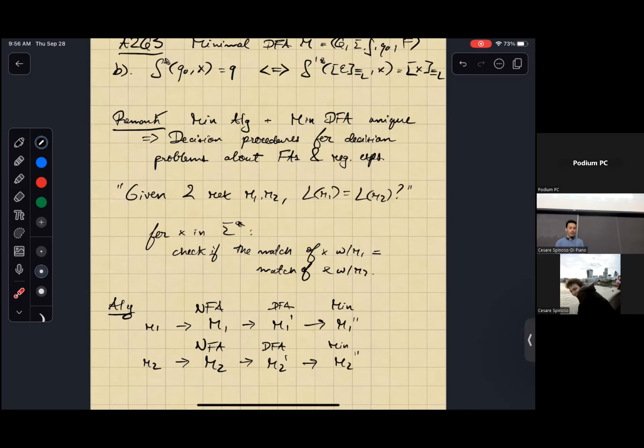And now the result I just showed tells us that since minimal DFA are unique, all I need to do is check whether the machine M1 double prime is exactly the same as M2 double prime, whether I can map states from one machine to the other. I can do that in a brute force way by checking every possible match between M1 double prime and M2 double prime. So then I can just check if there is a bijection. If yes, then R1 and R2 do describe the same language. If no, then they don't.